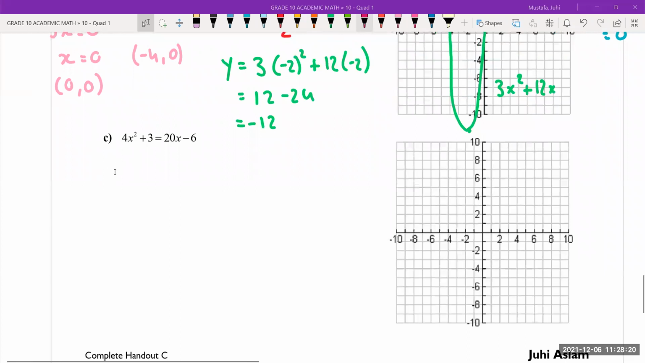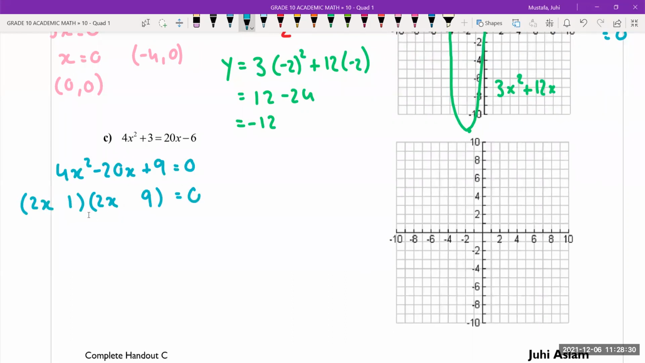So this will become a complex trinomial. I'm going to just try these numbers. So I'll do 2x and 2x, which gives you 4x squared. And then for 9, I'm going to try 9 and 1. This is a 2x, this is 18. So it ends up working that it's negative.